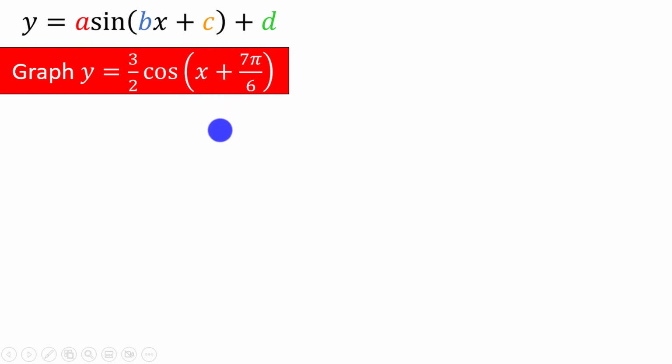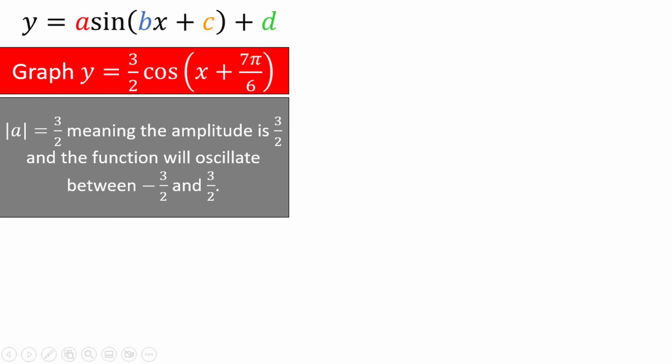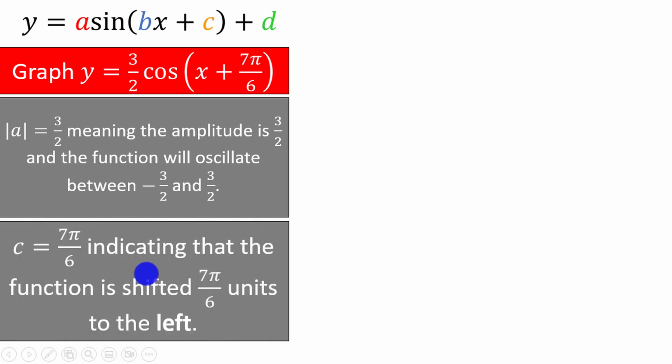The absolute value of the coefficient multiplying our function is 3/2, meaning that the amplitude is 3 over 2, and the function will oscillate between negative 3 over 2 and positive 3 over 2. C is 7 pi over 6, indicating that the function is shifted 7 pi over 6 units to the left. Don't forget that when we add a value on the inside of the function, that indicates a shift to the left, not to the right.